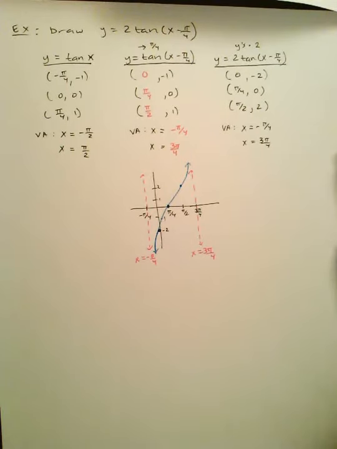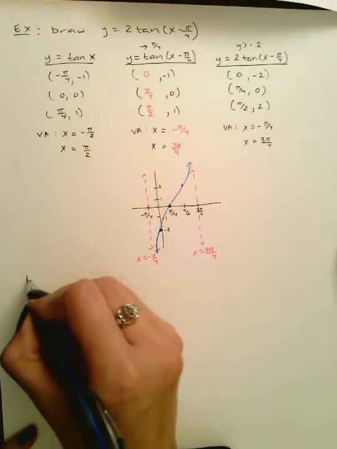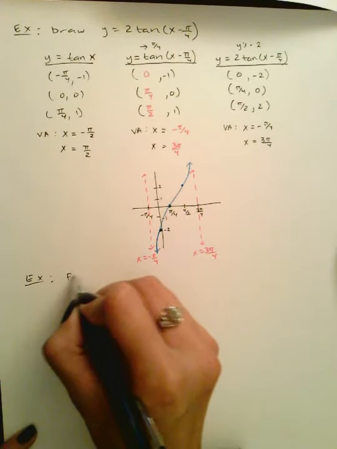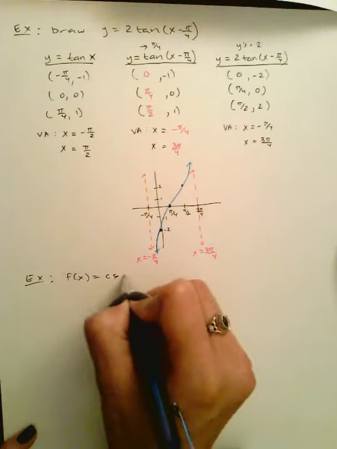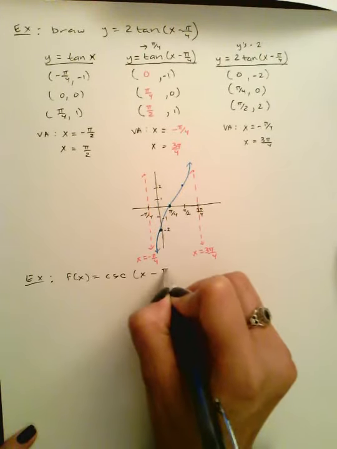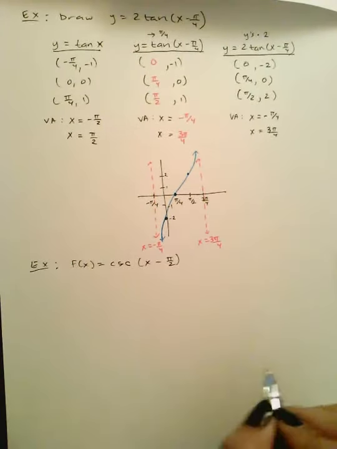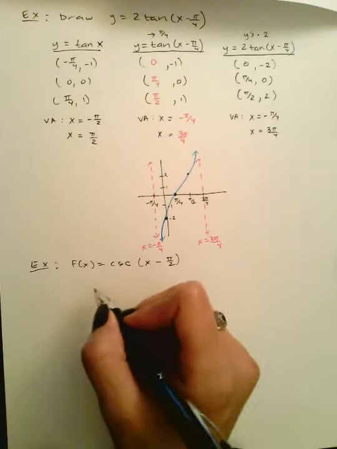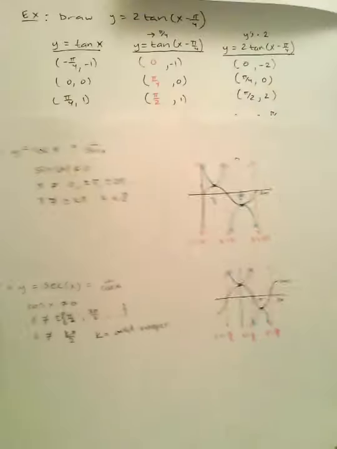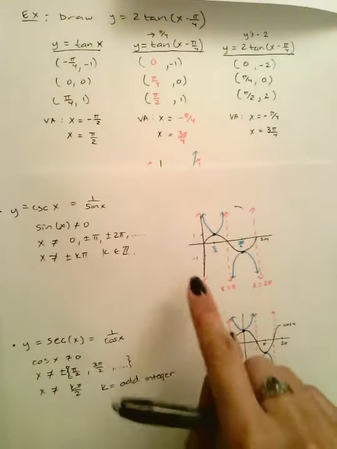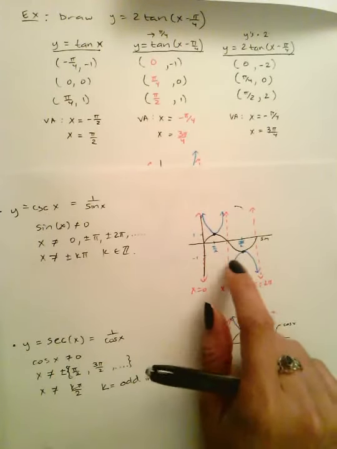Let's go ahead and do another example. So let's go ahead and graph now f of x is equal to cosecant of x minus pi over 2. So for cosecant of x minus pi over 2, what we're going to do is we're going to use the cosecant function. So we're going to use this graph right here. So we're going to use this idea.